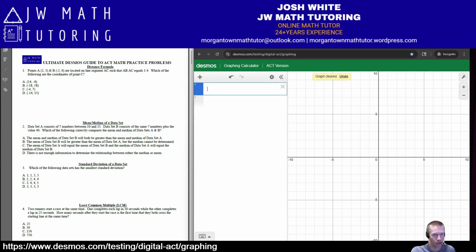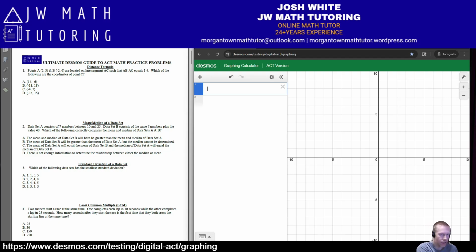All right, so we have this first problem here where you're given 2 points, you're told that they're on a line segment, and you're told that the distance of line segment AB, or from A to B, is 1 to 4 compared to the distance of A to C. So in other words, AB to AC is in a ratio of 1 to 4. So which of the following are the coordinates of point C?